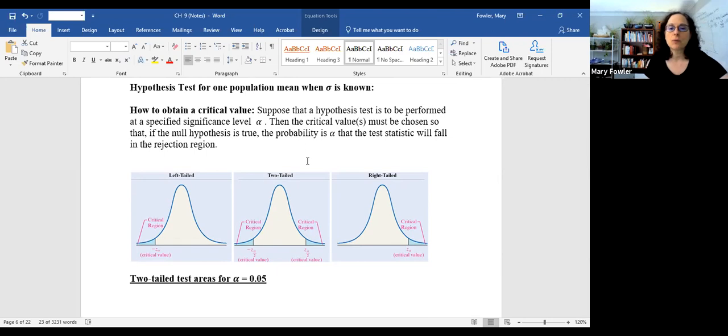Okay. So what we want to go over here is, for each kind of test, we can have a left tail, a two tail, or a right tail. We want to be able to identify these delimiting values here, which give us an alpha area in the critical region, or another word for critical region is the rejection region.